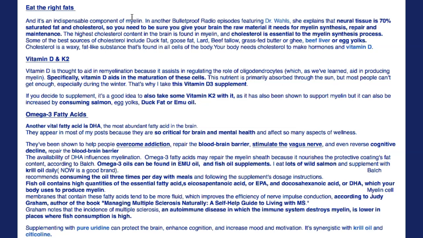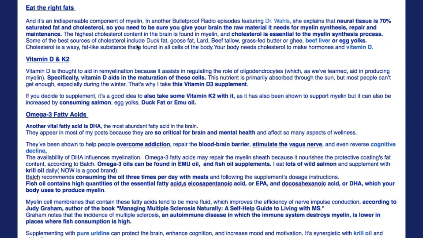Omega-3 fatty acids. Another vital fatty acid is DHA, the most abundant fatty acid in the brain. They've been shown to help people overcome addiction, repair the blood-brain barrier, stimulate the vagus nerve. This is extremely important. And even reverse cognitive decline. The availability of DHA influences myelination. Omega-3 fatty acids may repair the myelin sheath because it nourishes the protective coating's fat content, according to Wahls. Omega-3 oils can be found in emu oil and fish oil supplements. I eat lots of wild salmon and supplement with krill oil daily.